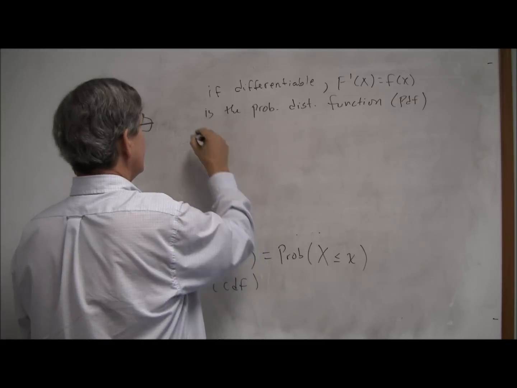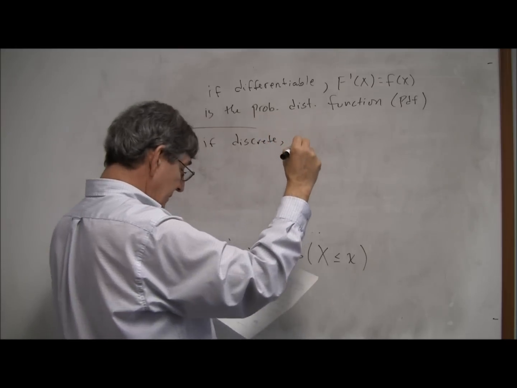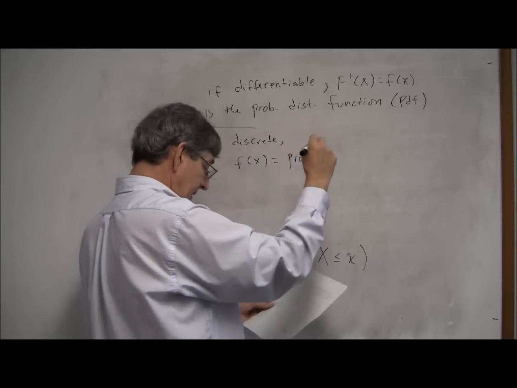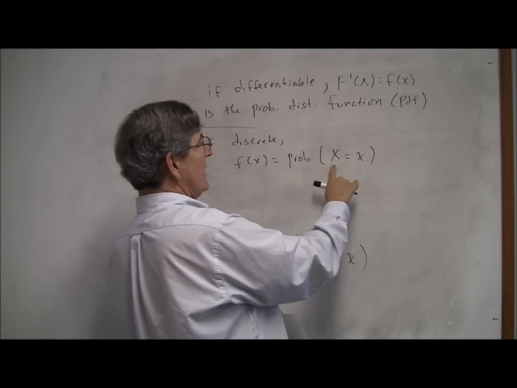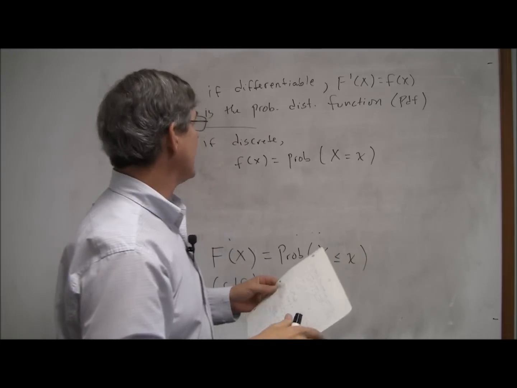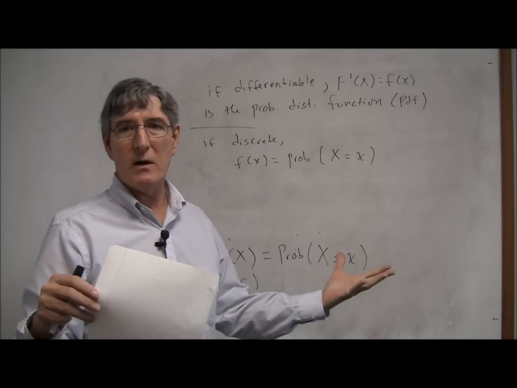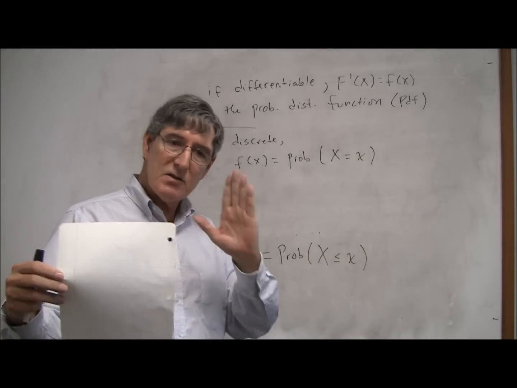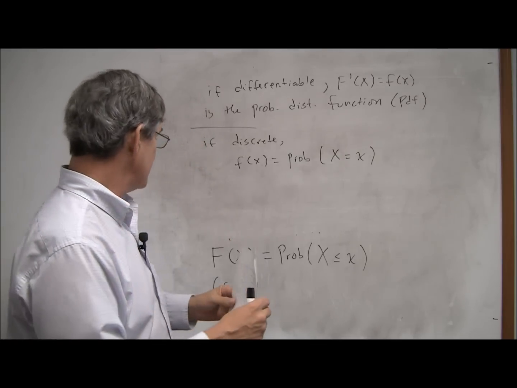If it's discrete, the PDF, f of x, is just the probability that X equals some outcome x. So the capital letter here is the random variable, and this is some specific value. Again, like I was just saying with the die, you could look at the probability that X equals 3, which would be 1/6, or the probability that X equals 1, which would be 1/6. So in the discrete case, it's just the probability that the random variable takes on one of those discrete values.